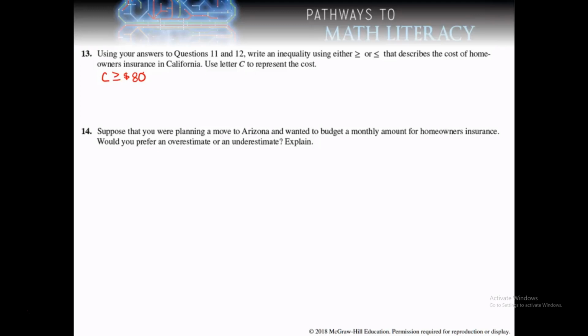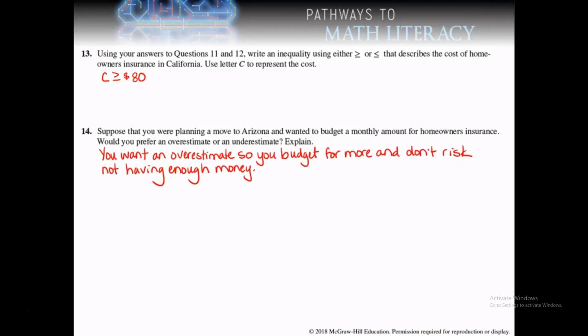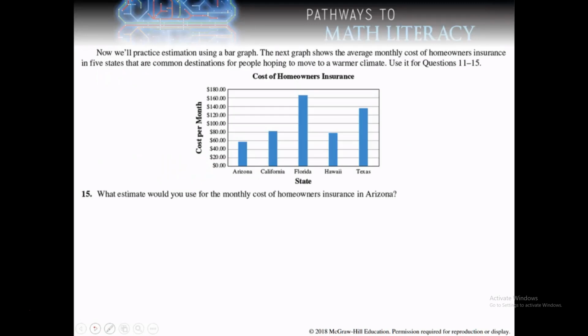So with that in mind, in number 15, what would you estimate for the monthly cost of homeowners insurance in Arizona? Well, the bar for Arizona is just a little bit below the $60 line, but we just got done saying it's better to overestimate than to underestimate, so let's just go ahead and call that about $60.